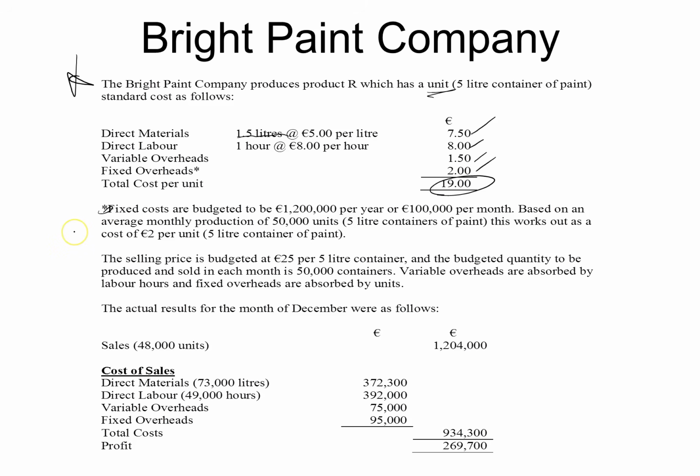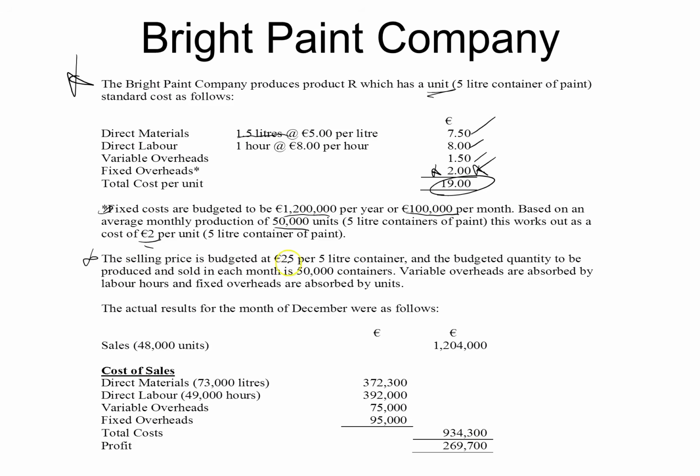Now a little asterisk here on the fixed overheads. Fixed costs are budgeted to be 1.2 million per year or 100,000 per month. Based on an average monthly production of 50,000 units, this works out at a cost of €2 per unit. So that explains where the €2 comes from there. Moving on down to the next paragraph.